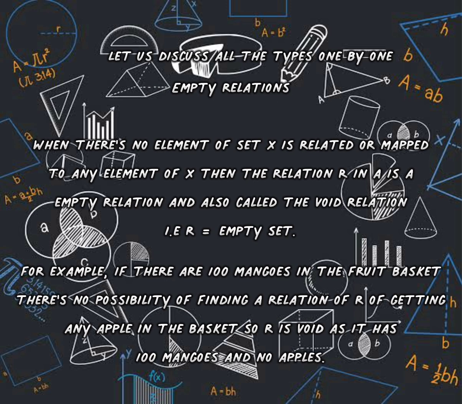Let us discuss all the types one by one. Empty relations. When no element of set X is related or mapped to any element of X, then the relation R is an empty relation, also called the void relation, for example, the empty set. If there are 100 mangoes in the fruit basket, there's no possibility of getting any apple in the basket, so R is void as it has 100 mangoes and no apples.